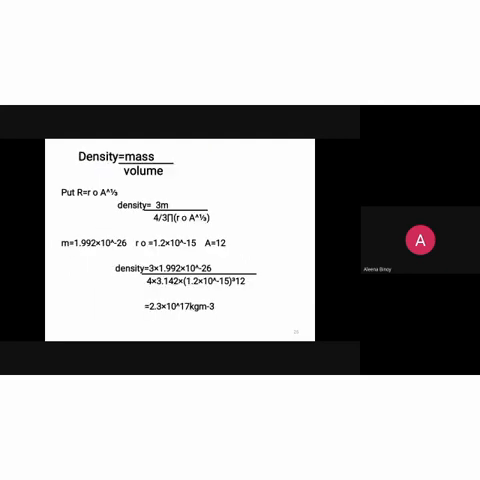Okay, here density is equal to mass by volume, and we put in R is equal to R naught A raised to 1 by 3, the equation we have learned. So substituting, density is equal to A m divided by 4 by 3 pi R naught cube A. And when we assign values, we get a density of around 2.3 into 10 raised to 17 kilogram per meter cube. So this is about nuclear density. Now we can move on to the next section, that is nuclear force.